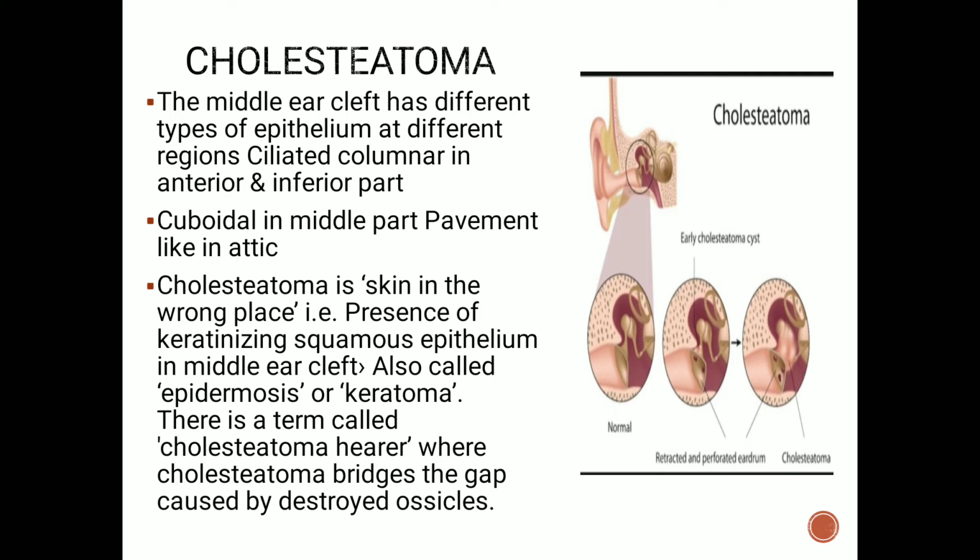Cholesteatoma. The middle ear cleft has different types of epithelium at different regions: ciliated columnar in the anterior and inferior part, cuboidal in the middle part, pavement-like in the attic. Cholesteatoma is skin in the wrong place, that is, presence of keratinizing squamous epithelium in the middle ear cleft, also called epidermosis or keratoma. Cholesteatoma bridges the gap caused by destroyed ossicles.